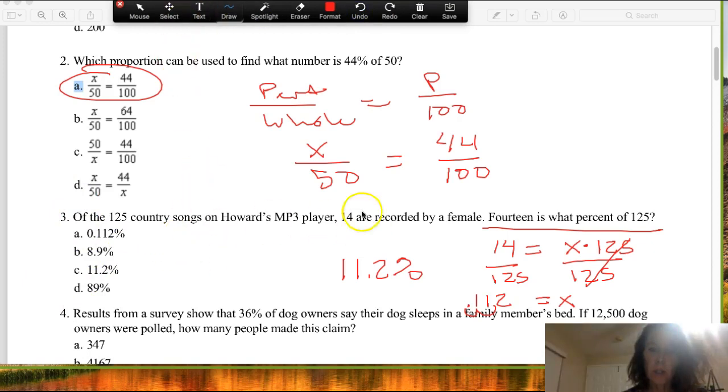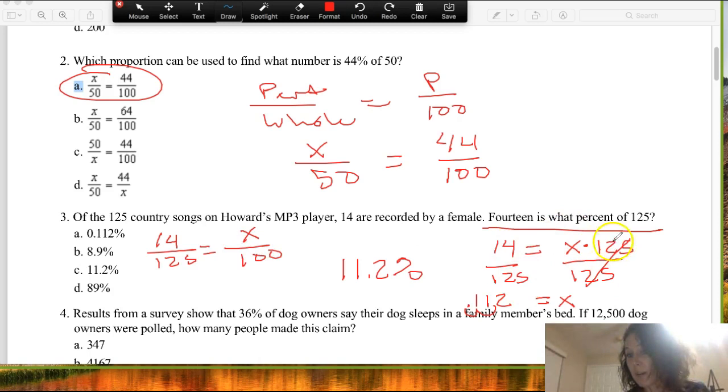Real quick, if you like to use proportions, if that's how you've learned this, you can set this one up as a proportion. 14 is what percent of 125? Well, you would say there's 14 out of 125. That's equal to what percent out of 100? And if you notice, 14 out of 125 is what I end up doing anyways. You would cross multiply, and then you would already be in the correct percent.